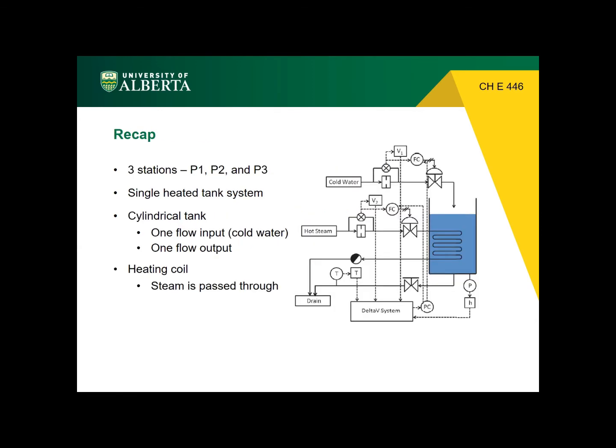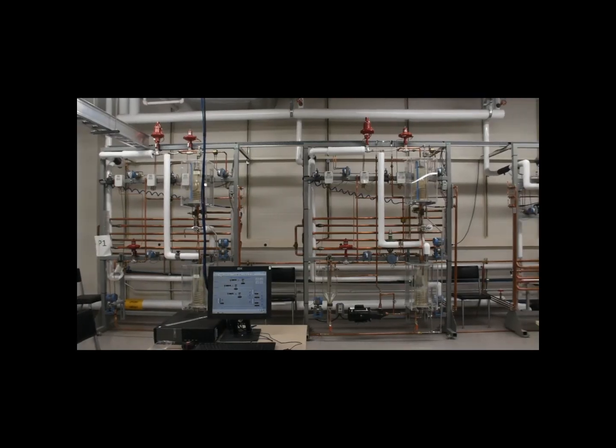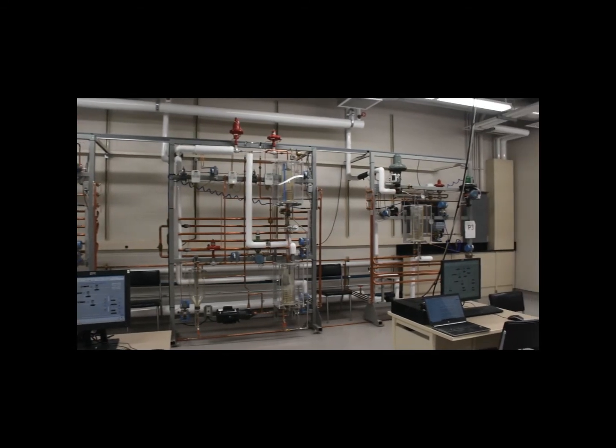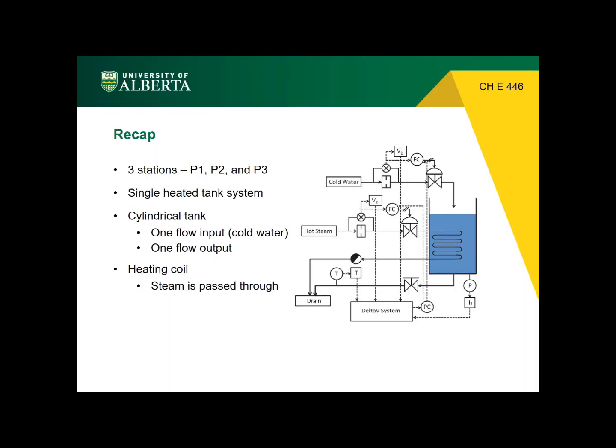We have seen in Lab 1 that we have 3 stations in our process control lab, so P1, P2, and P3. So we have one on the left, one in the center, and one on the right. For the purpose of data collection, we have done the experiment in station P1. The system under consideration here is a tank with a heater. So steam is used to heat the water.